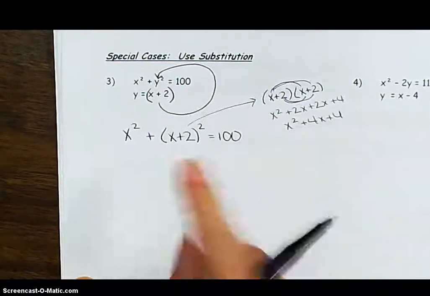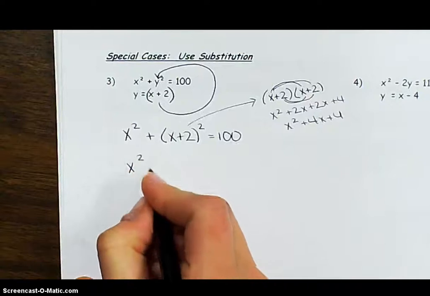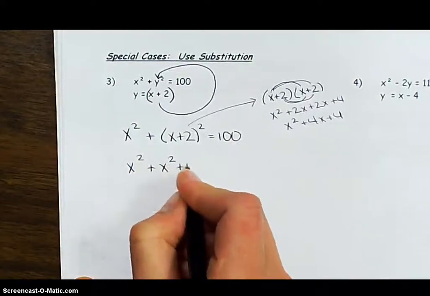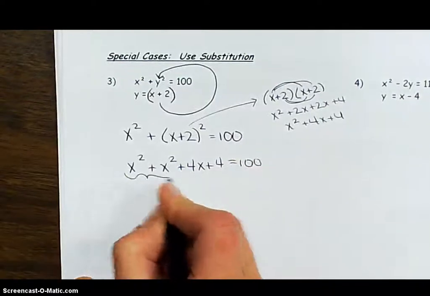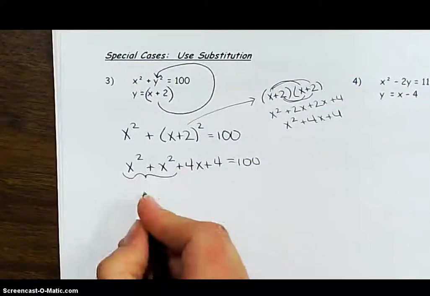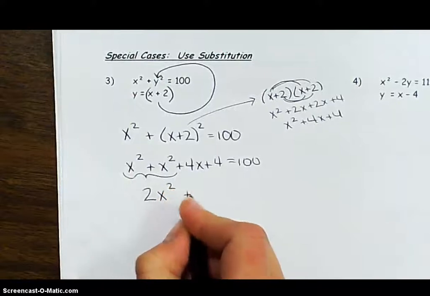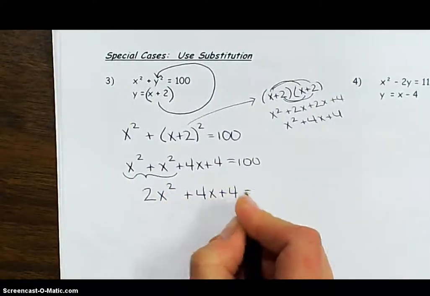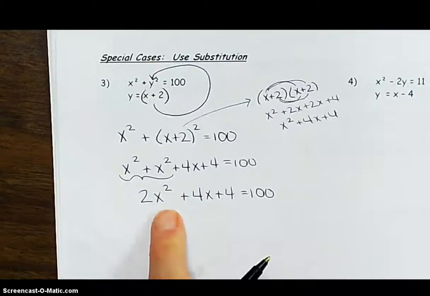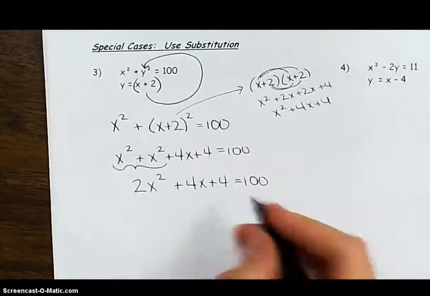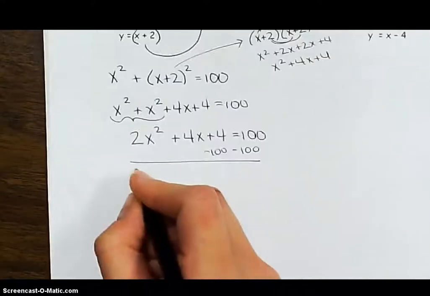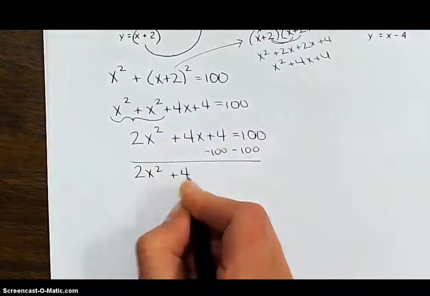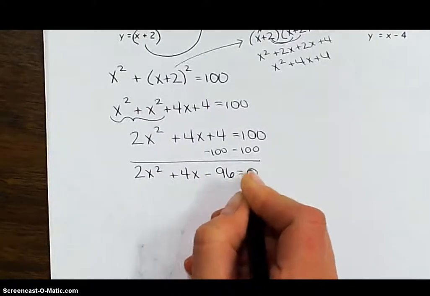So now I'm going to take that and plug it in here. So x squared plus x squared plus 4x plus 4 equals 100. So now if I add these together, x squared plus x squared is 2x squared plus 4x plus 4 equals 100. All right, but now my x is being squared, which means there's two answers. We set the whole thing equal to 0. So I'm going to go ahead and subtract 100. So we're going to end up with 2x squared plus 4x minus 96 equals 0.